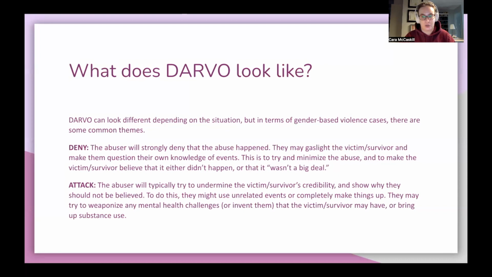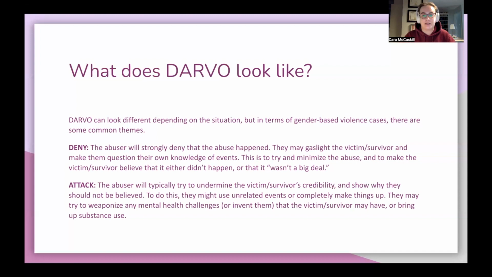Under the deny category, an abuser will typically strongly deny that the abuse happened at all. Never mind that they didn't perpetrate it, they say it didn't even happen. They might gaslight the victim or survivor to make them question their own knowledge of events, make them doubt themselves, make them question reality. This is to try and minimize the abuse that they've perpetrated, to make the victim or survivor either believe that it didn't happen or that it wasn't a big deal.